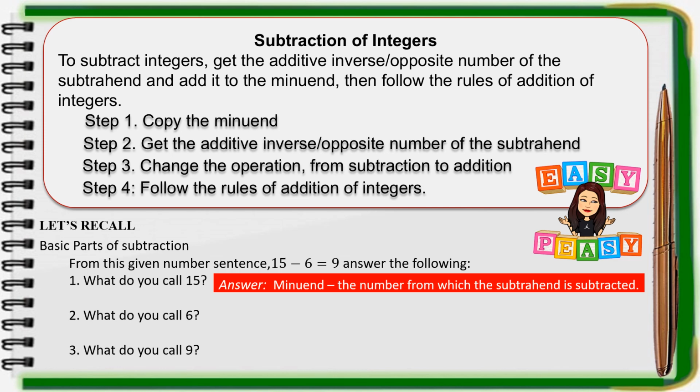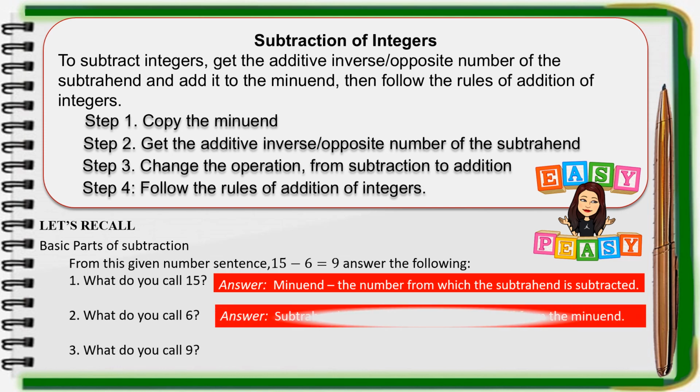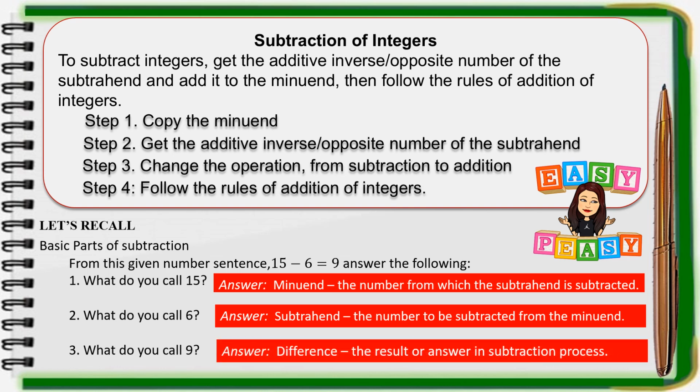Okay, question number 2. What do you call 6? The answer is subtrahend, the number to be subtracted from the minuend. And last question, what do you call number 9? It is the difference. It is the result or answer in subtraction process. Okay? So, we are all now set. Let's have our examples.